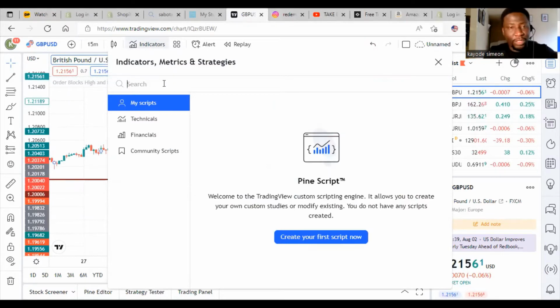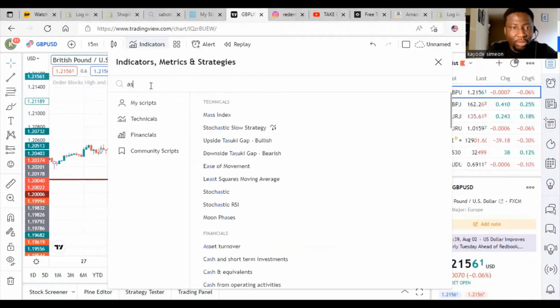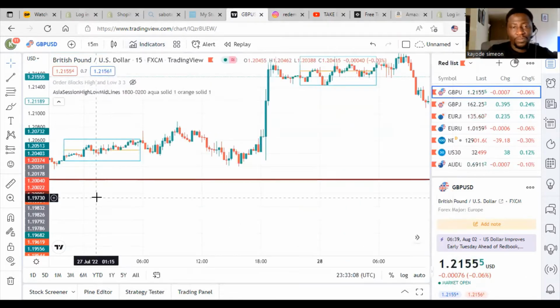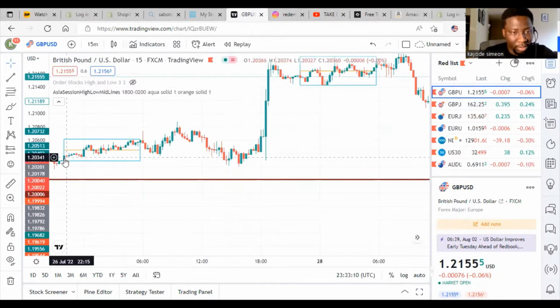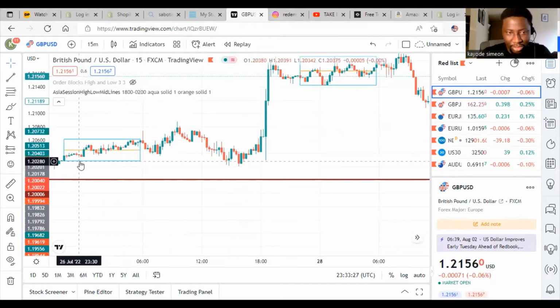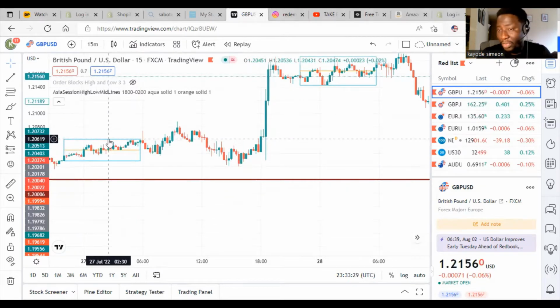This is a very wonderful strategy. Anyways, we'll be using one indicator for this strategy: the Asian session high, low, median line. You see this one? That's what we'll be using. You see the box? This shows you the beginning of the Asian session. We have different sessions, Asian session, London session, and all the rest. So this shows you the beginning of the session, the end of the session, the low of the session, and the highest price of the session.